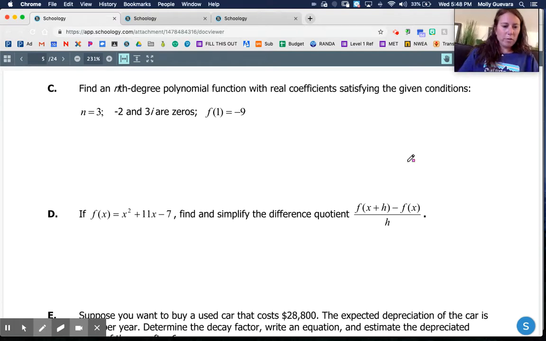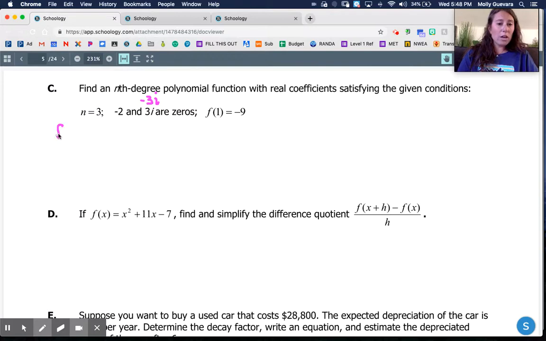All right, moving on to question C. Find the nth degree polynomial. In this case, n is 3. So we're finding the third degree polynomial function with real coefficients and no imaginary numbers, with the zeros 2 and 3i. So we have to remember if 3i is a 0, then -3i is also a 0. Right? The complex conjugate is also a 0. And then very specifically, we have this extra parameter that if I plug in 1 to this function, whatever the function is that we find, I have to get out -9.